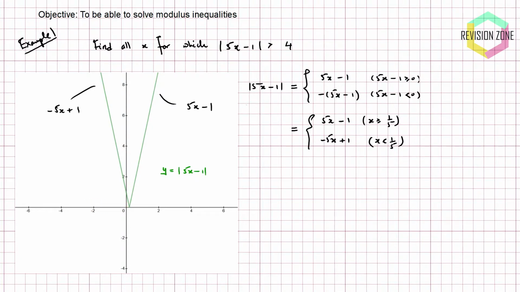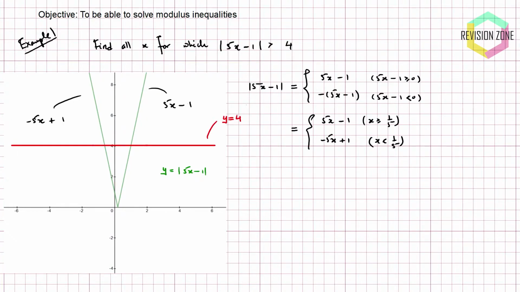Now we want to put the graph of y equals 4 on there, so let's do that. So we end up with a graph of y equals 4. And what we want to do is work out what these intersections are. When we know those intersection x values, we know that for everything else on the right, because the green graph is above the red graph, the inequality is going to be satisfied. And the same thing is going to happen for everything on the left, because the green graph is again above the red graph, so for all those x values, the inequality is going to be satisfied.